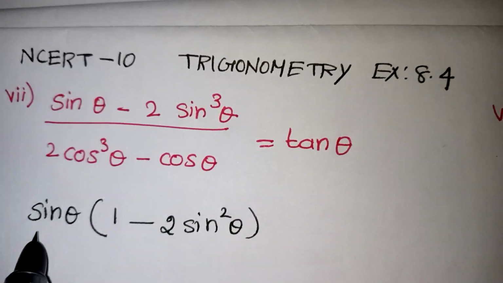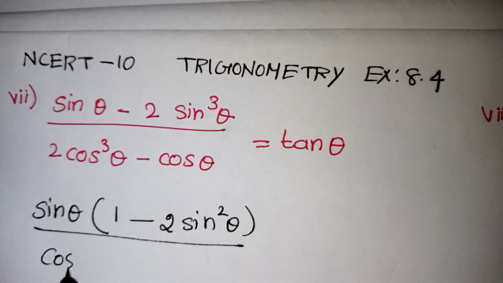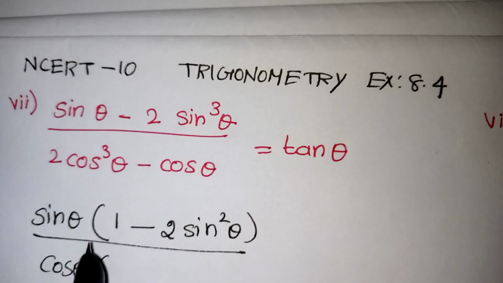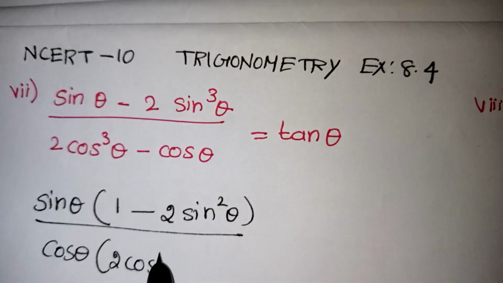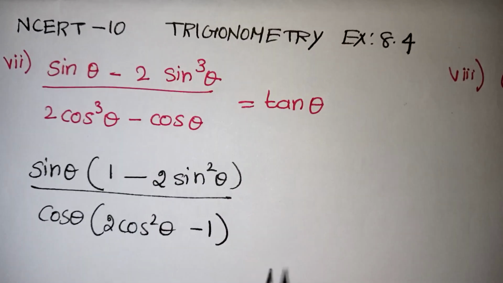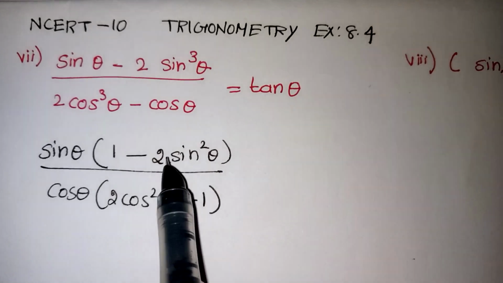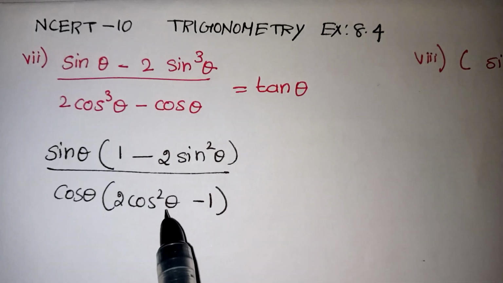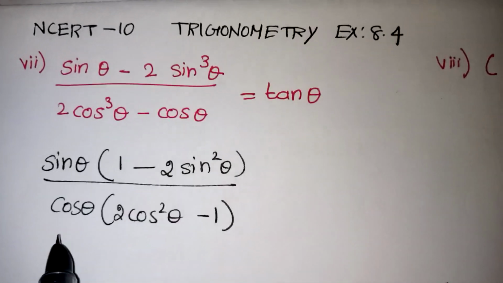So from the denominator, we'll take cos theta as a common term outside. So the remaining is 2 cos squared theta minus 1. Either the numerator or the denominator, you do the simplification. So I am selecting the numerator for the simplification.